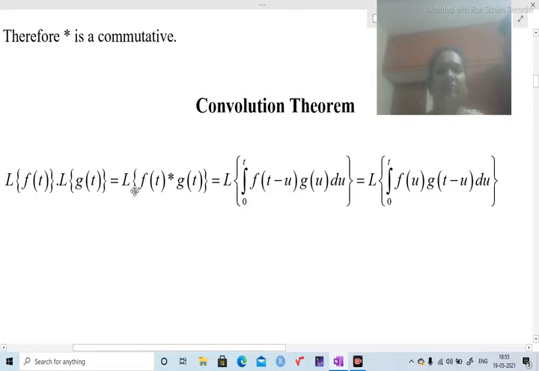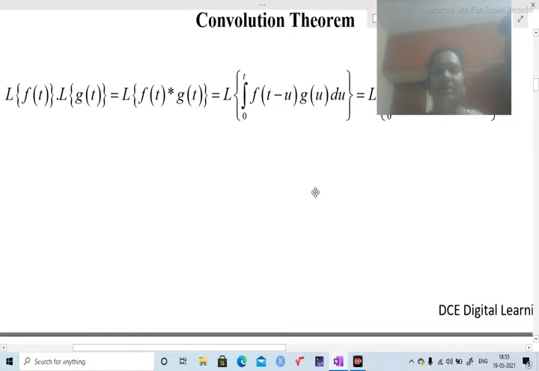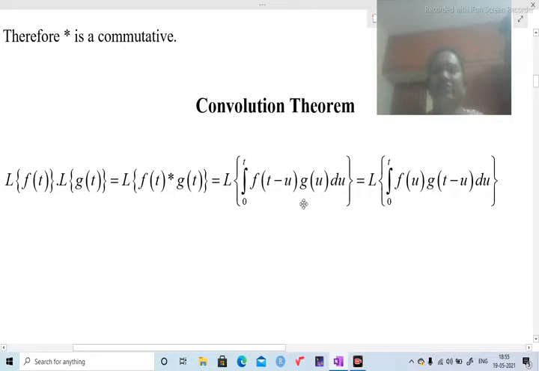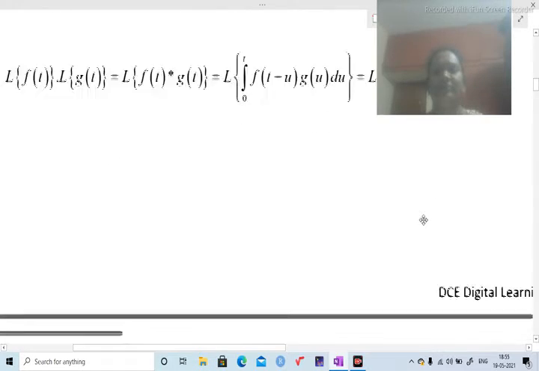The value of L of f(t) star g(t) equal to L of integration 0 to t f(t minus u) g(u) du, which is equal to L of integration 0 to t f(u) into g(t minus u) du. Why do we get these two integrations? Because the convolution is commutative. Depending on the given functions, I am going to use either this formula or this formula.